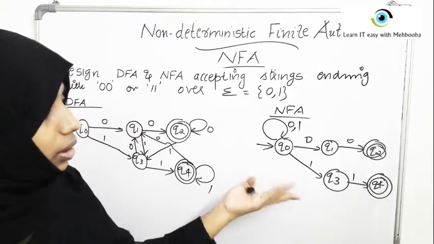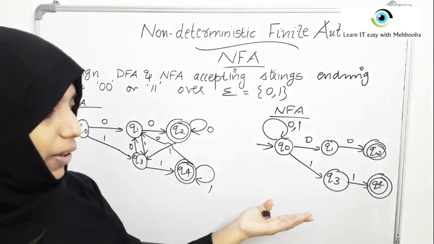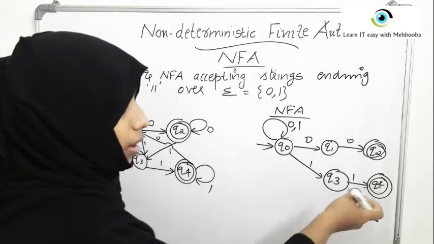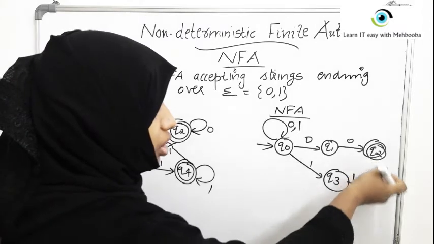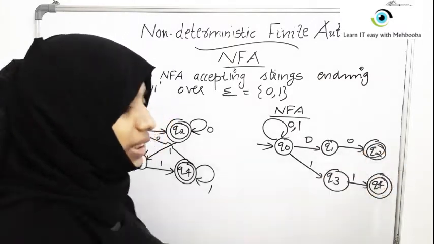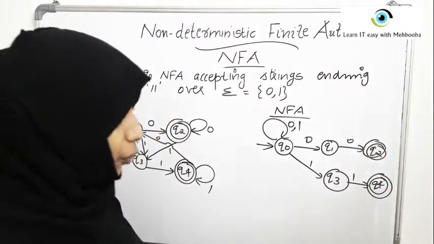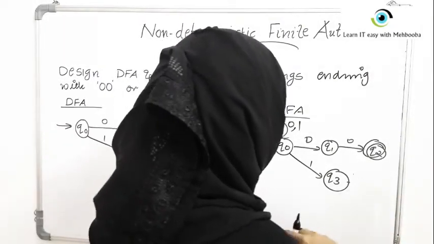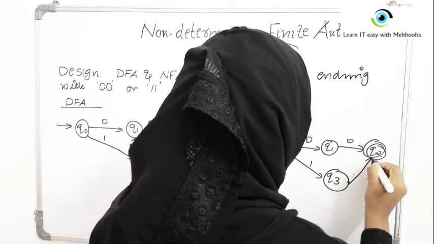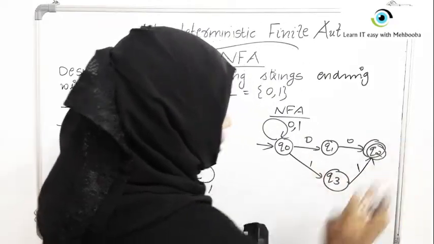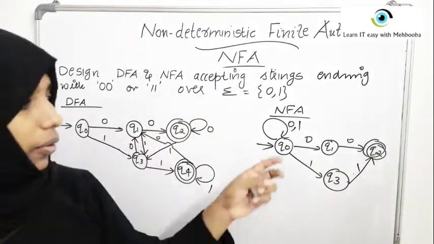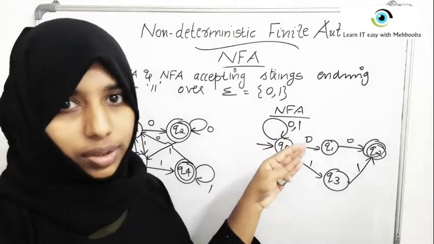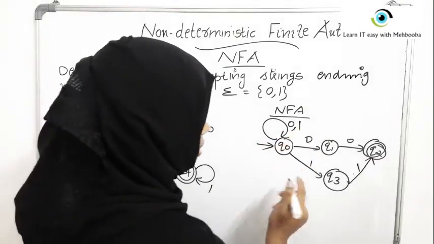Now this is the design of the NFA. Even if you want, you can merge these two goal states into a single final state like this, if you're comfortable with that. Now any combination of zeros and ones can take you here.